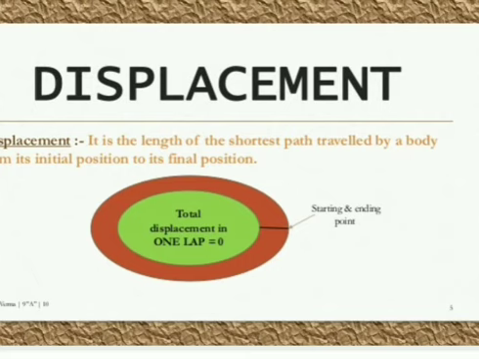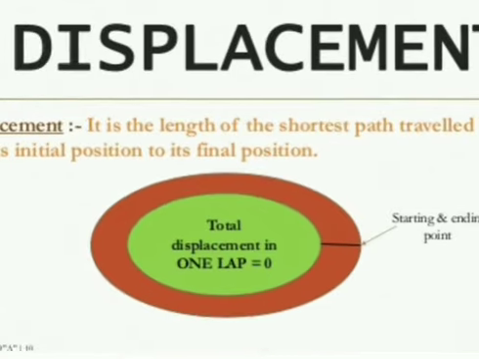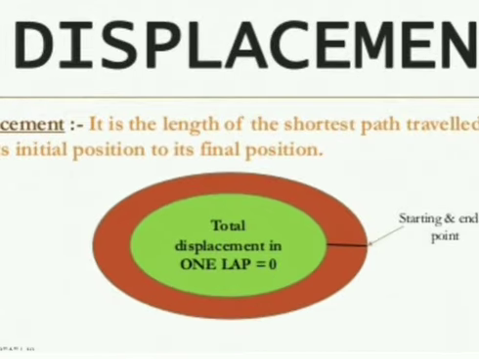Then displacement. It is the length of the shortest path traveled by a body from its initial position to its final position. And I have given you the example also where the initial and final positions are the same and the total displacement was 0, isn't it?